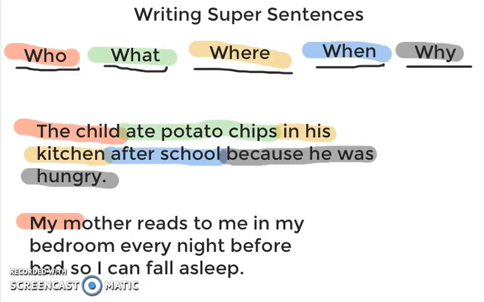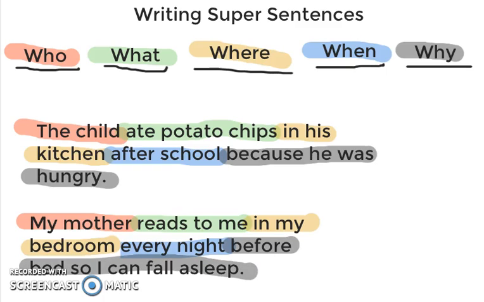As you can see, we have the who, we have the what, and then the where, we have a when, and finally, we have a why. So this is my super sentence. So I'm going to ask all of you to write your own super sentences. I'm going to ask you to write two, remembering to have each of these 5 components. And when we come back to school tomorrow, we're going to read them off.